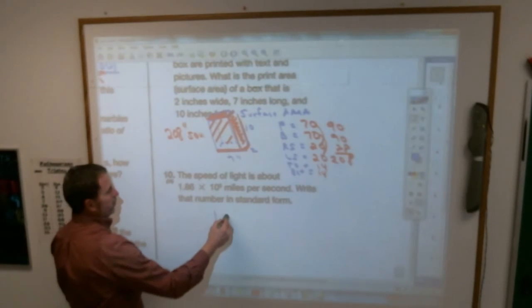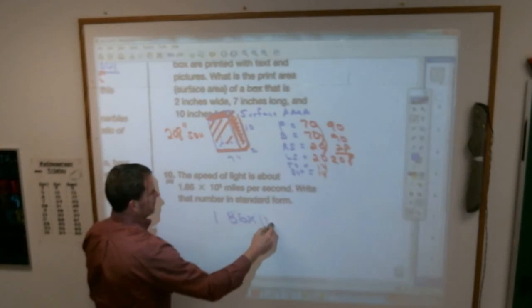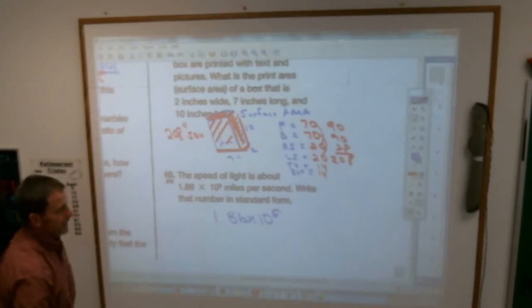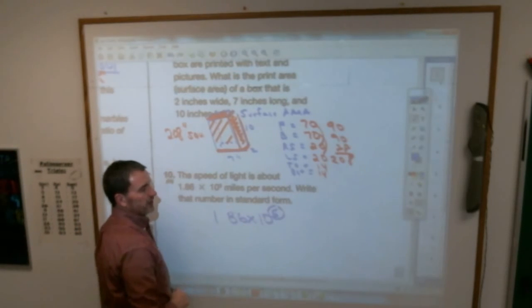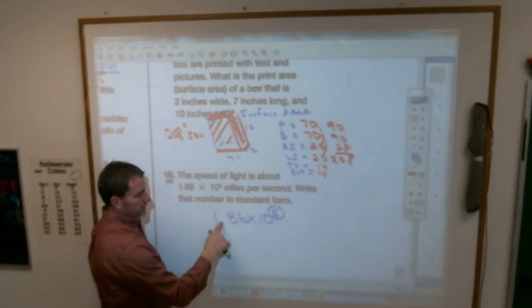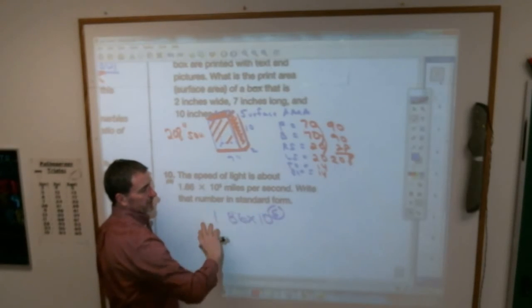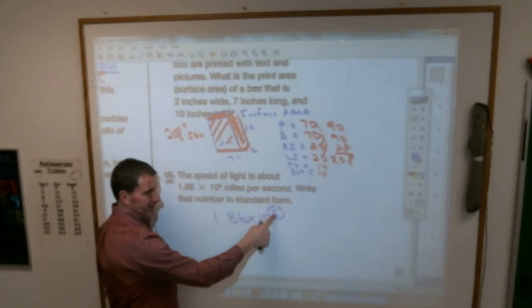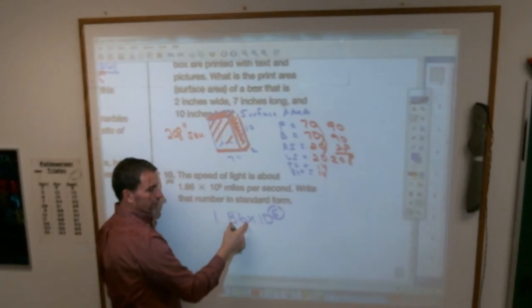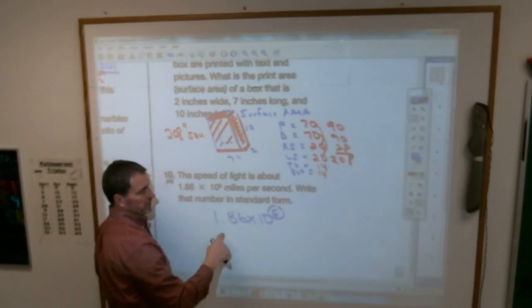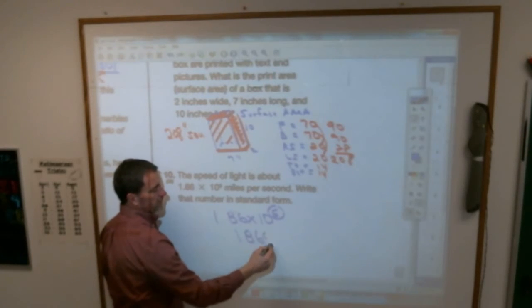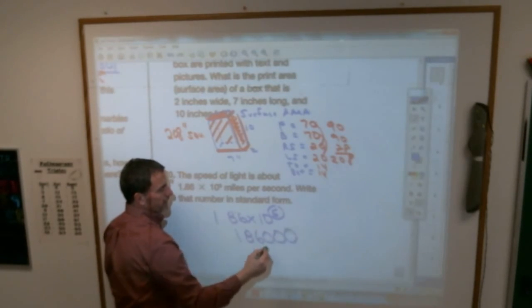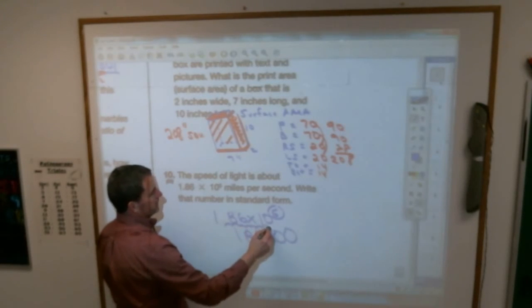Oh, this one here, 1.86 times 10 to the fifth. How do I change that to standard form? This exponent tells you how many places the decimal moves. This decimal has to go to the right because it's positive. It makes it a big number. 5 times, 2 of those 5 are going to be taken up with the 86. So how many zeros are going to be after the 6? 3, because you need a total of 5 places. That's 1 move, that's 2 moves, 3, 4, and 5.